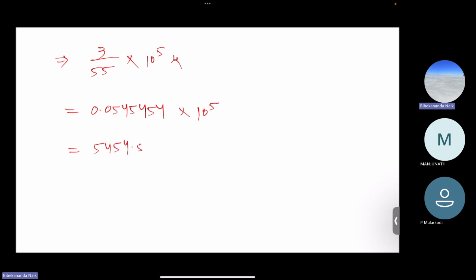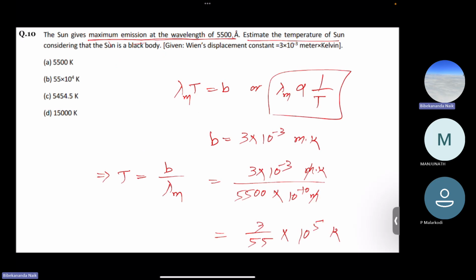Now if we calculate it, it will be 3 divided by 55 into 10 to the power 5 Kelvin. So 3 divided by 55 is 0.05454 into 10 to the power 5. So into 10 to the 5 means it will be 5454.5 Kelvin. So this will be the answer, and the correct answer is option C. Is this clear to everyone?